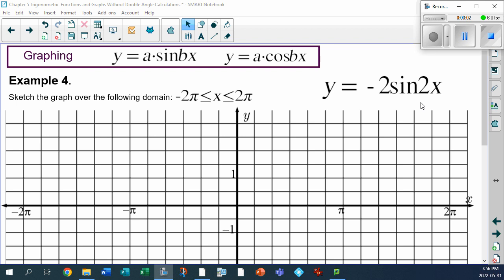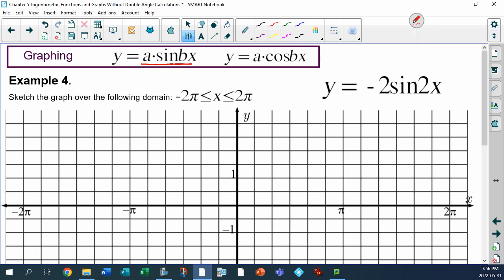So far, our equations look like this: A sine bx, A cos bx. But what do those values mean again? Well, remember the A has a specific name. The A stands for amplitude.